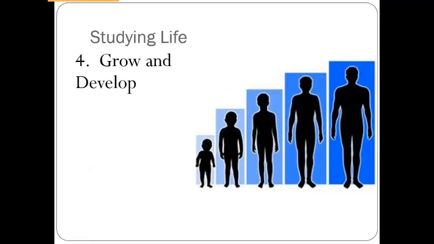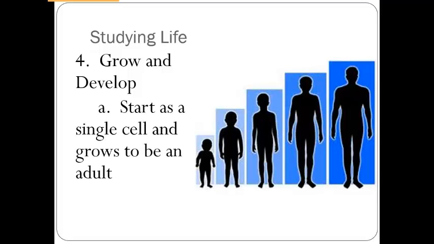A fourth characteristic: all living things grow and develop. So if we look back at baby pictures of you, we would be able to see that not only have you grown taller, you've grown more mature, cognitively, thinking-wise, you have gotten smarter. We all started as a single cell, and we grow up, at least as humans, to be adults. But think of other living things that you've seen, maybe a small plant that's grown bigger. There's growth and development there.